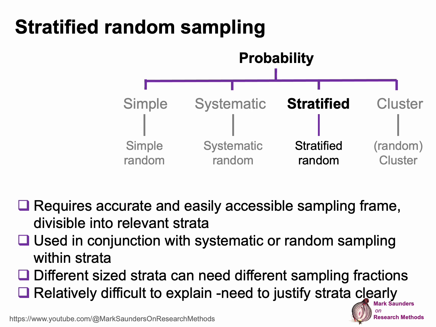We're now going to look at stratified random sampling. This requires an accurate and easily accessible sampling frame, but in this case our sampling frame has to be divisible into relevant strata, and by this we mean it has to be divided into layers or groups. So if we were looking at an organisation, we might consider the different strata to be different departments or work groups. Once we've divided the sampling frame into different strata, we then use either systematic or random sampling within each of the strata we've created.